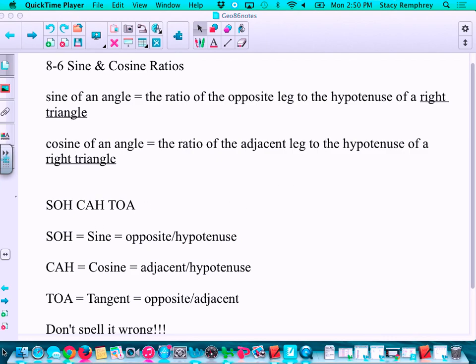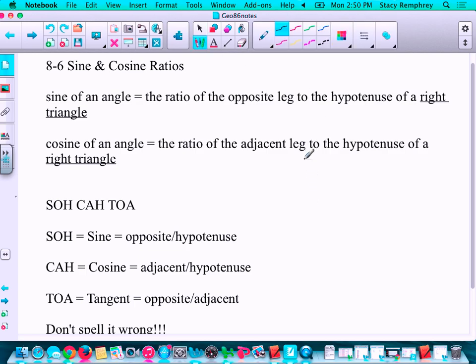Okay, these are our notes for 8-6 sine and cosine ratio. This is similar to the tangent ratio, except it's a ratio of different sides. So again, it only works with a right triangle, except this time it depends on which sides you're given, which ratio you use. So we have our angle, we have opposite, we have hypotenuse, we have adjacent.